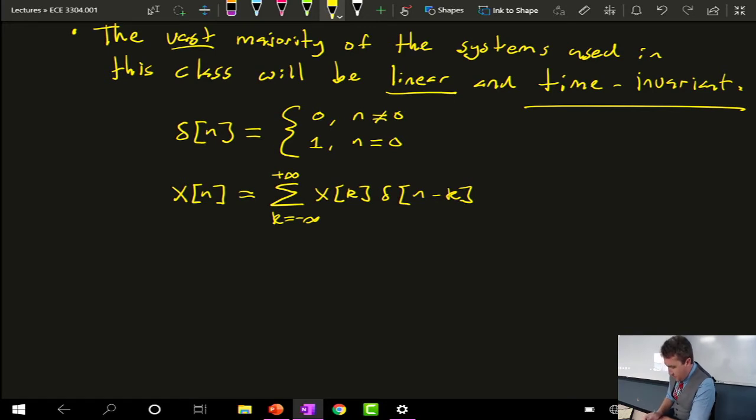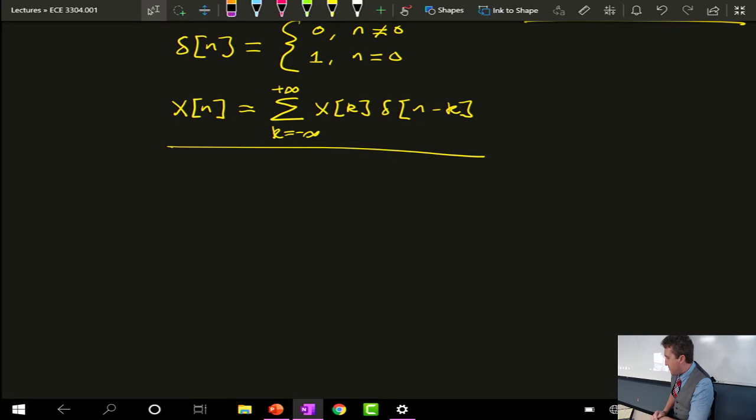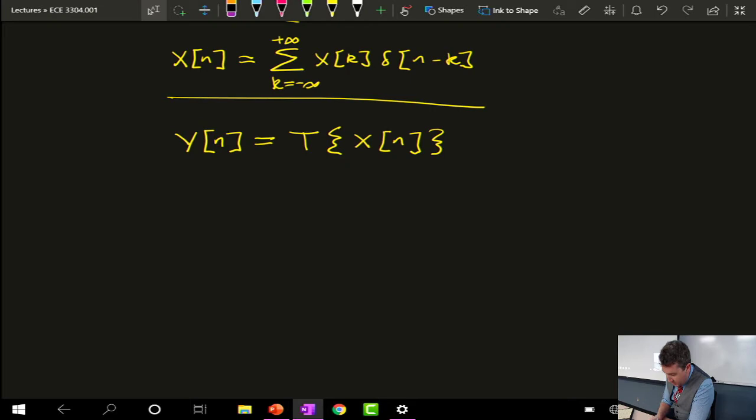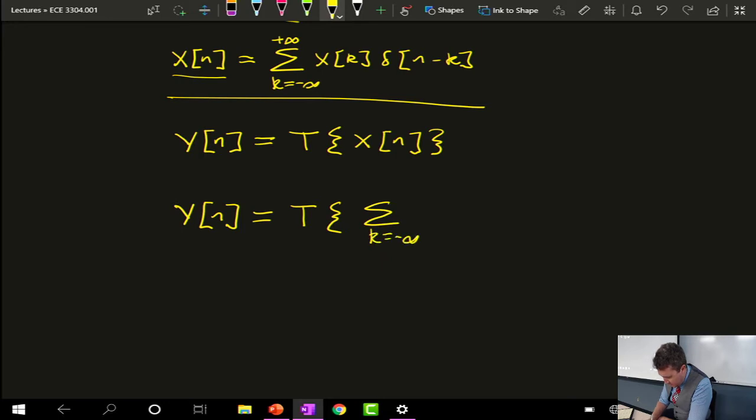Well, it's back. Because of this relationship, and because of the fact that our systems are linear and time invariant, some cool things are true. If we start with y of n is equal to T of x of n, our definition of a discrete time system, and our x of n is equal to that sum, we say y of n is equal to T of the sum from k equals minus infinity to positive infinity of x of k times delta n minus k.